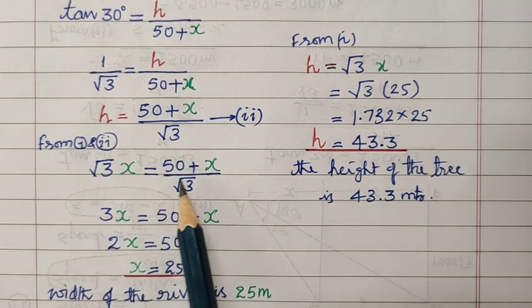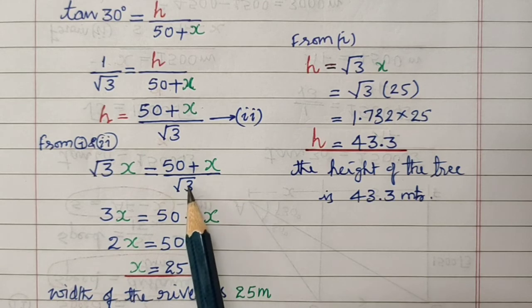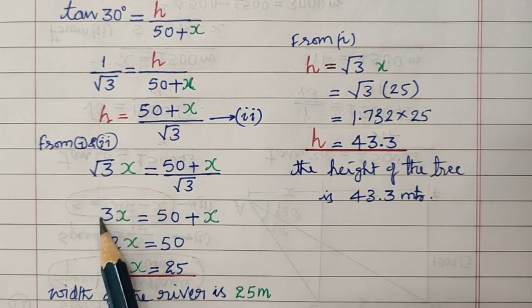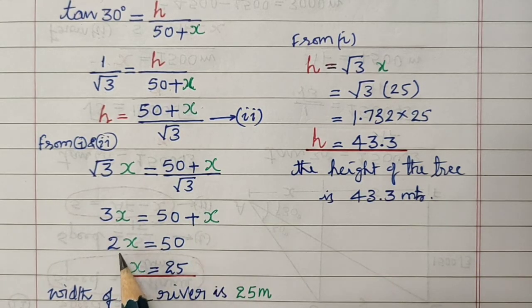Root 3 x is equal to 50 plus x divided by root 3. Cross multiply, root 3 into root 3, 3x is equal to 50 plus x. When this comes, 2x is equal to 50. x is equal to 25. This is the width of the river. Width of the river is equal to 25 meters.